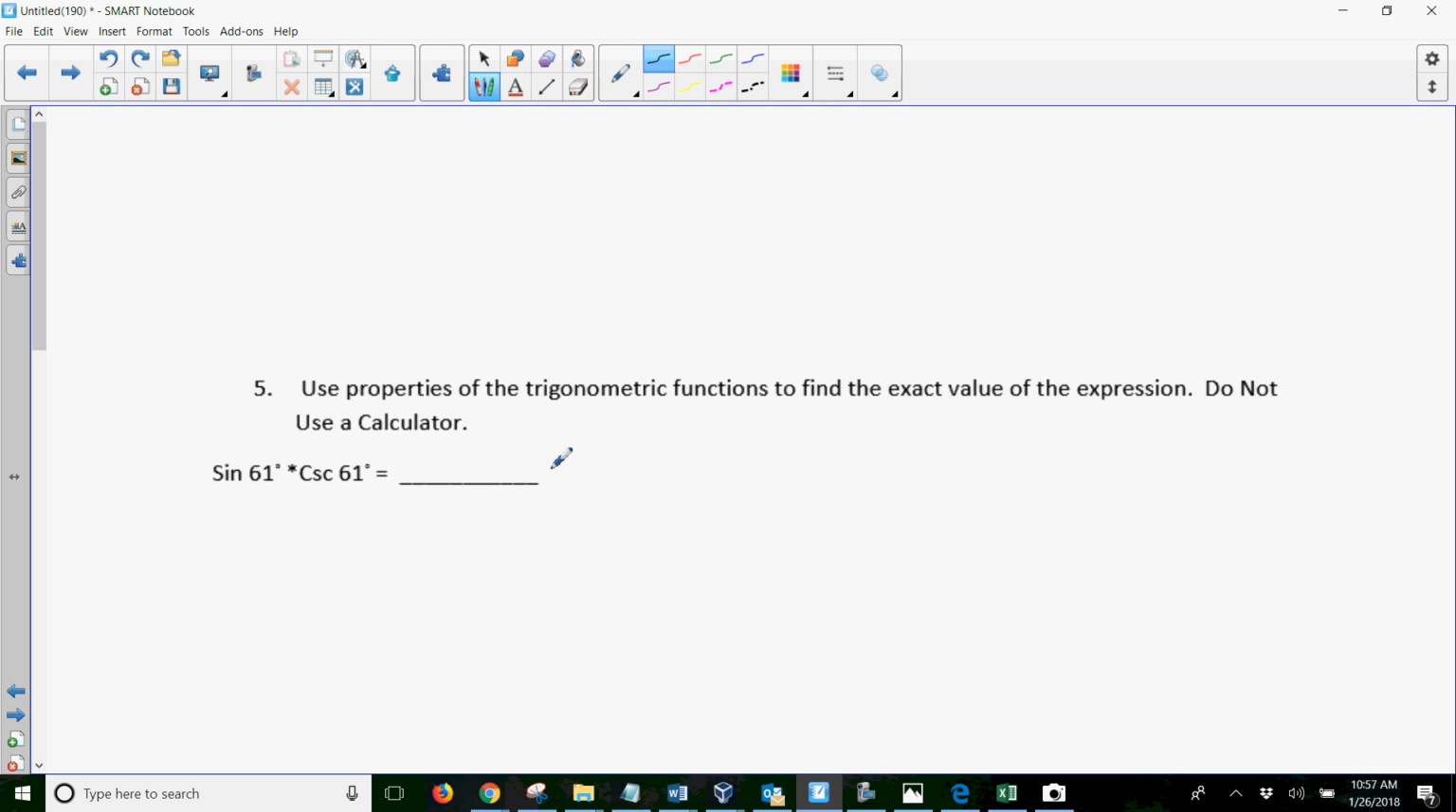All right, using properties of the trigonometric functions to find the exact value of the expression, do not use a calculator. So let's recall that cosecant is 1 over sine. So when you're doing these identities, a lot of times it's helpful to try to start breaking things down to sine and cosine. And let's see how that works out here. So we get the sine of 61 times 1 over the sine of 61, and these of course will cancel out, leaving us with just 1.